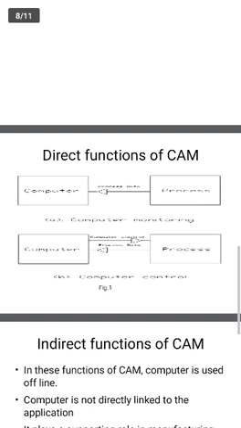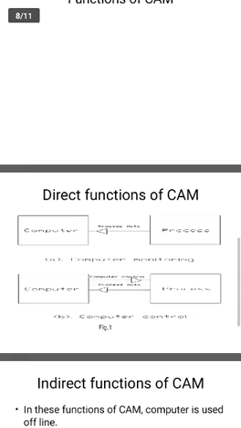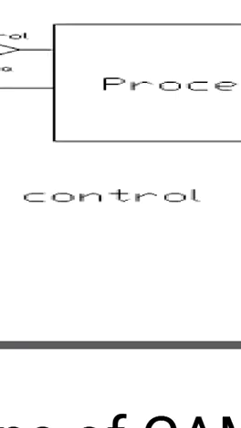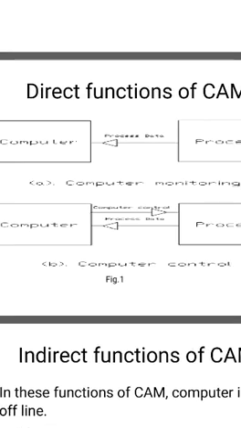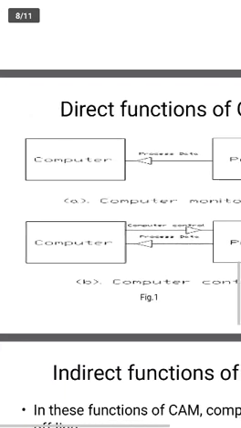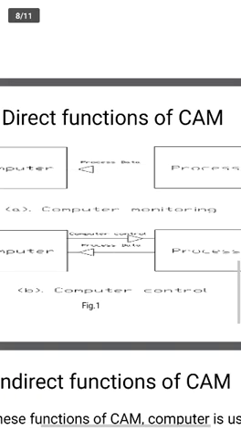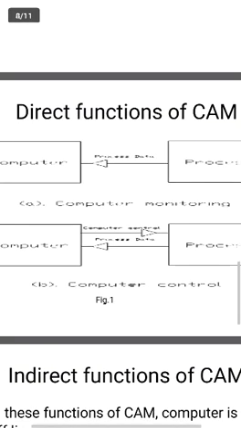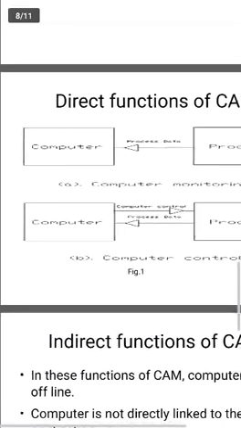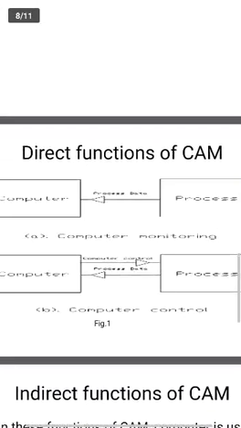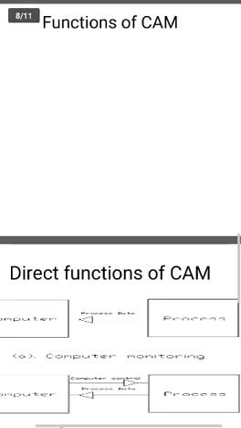Okay. Next, CAM has two types of functions. First one is direct. Next one is indirect. So what is direct and what is indirect, we'll see. Direct means the process is directly connected with the computer. Indirect means the process is indirectly connected with the computer and computer control process. So let's see the direct function of CAM first.